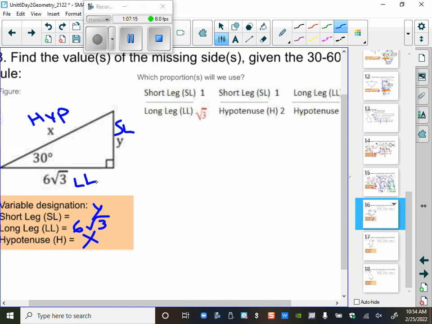All right, so now what proportions are we going to use? First one and the last one, very good.